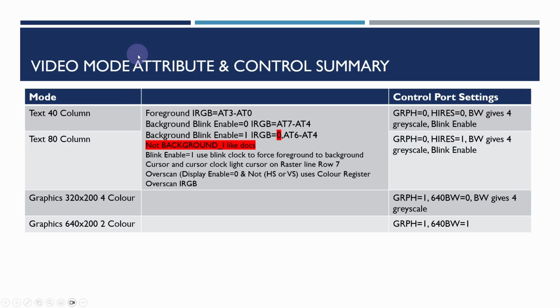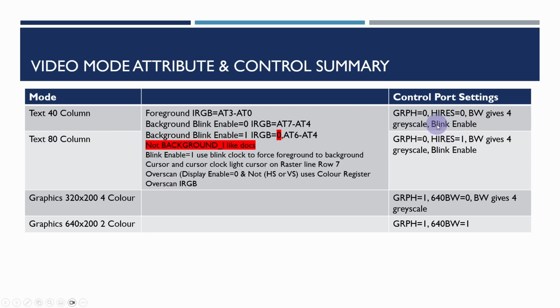So this is a summary of the mode and attribute and control summary. So the control port settings, what the modes are. Now we're only going to be worrying about the 80-column text mode and the 40-column text mode for the moment. The graphics modes we will ignore for the moment. So we're only really worried about when the graphics bit is set to 0. When high res is 0, then we get 40-column mode. When high res is 1, we get 80-column mode.